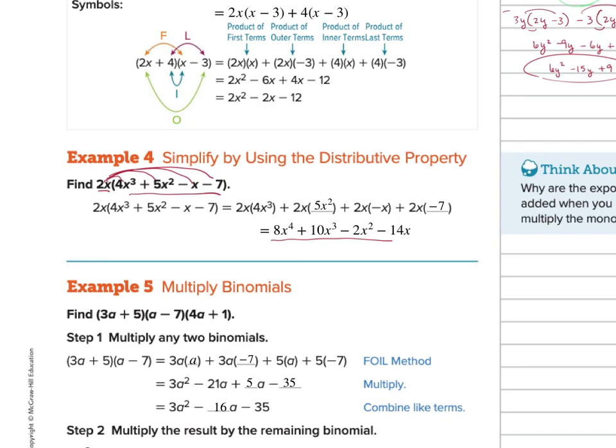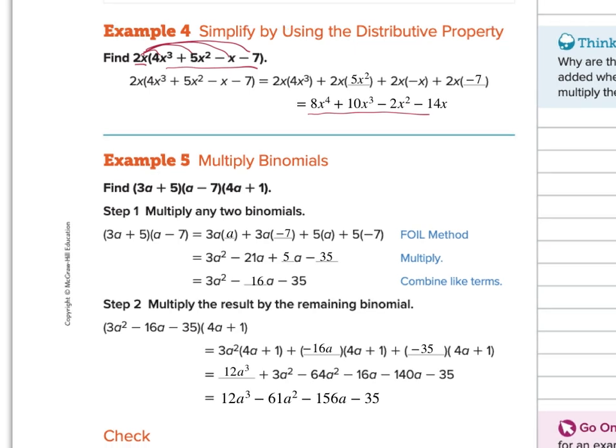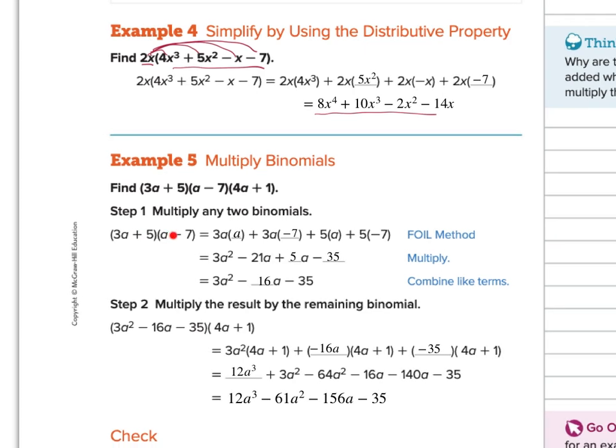Now, in multiplying multiple binomials, there is no special system intended there. Actually, what you do is you take the first two binomials and multiply them together, and then you take that resulting trinomial and multiply it by the last binomial. And that's what they did. Here they took the first two, multiplied them together using whatever method you like, and came up with 3a squared minus 16a minus 35. Then they took that 3a squared minus 16a minus 35 and multiplied it by the remaining binomial.